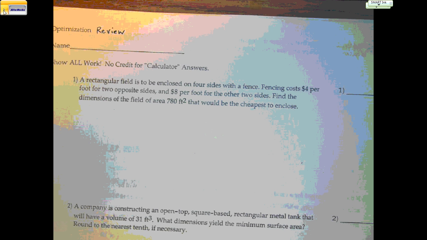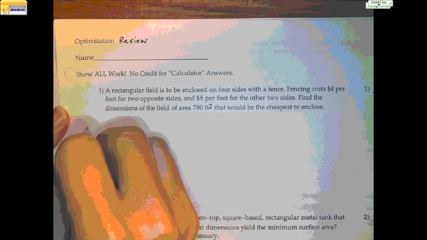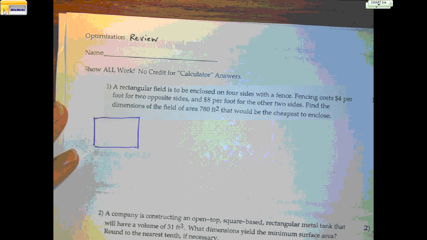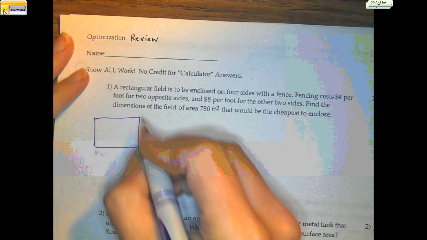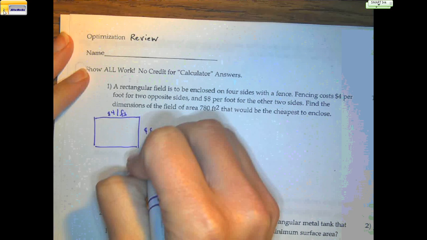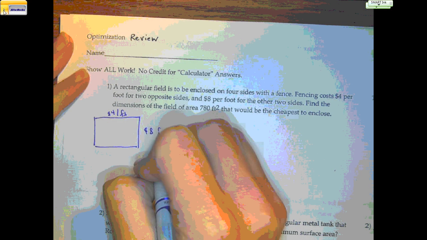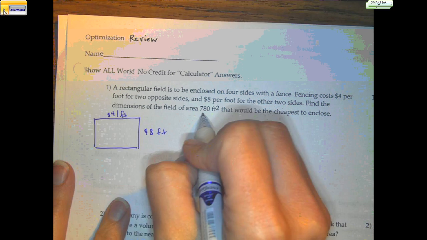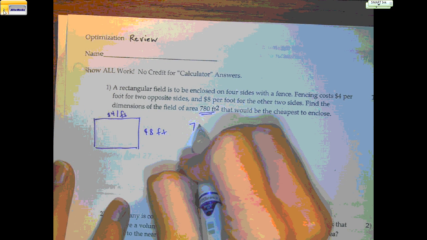A rectangular field is to be enclosed on 4 sides with a fence. Fencing costs $4 a foot for 2 of the opposite sides, and $8 a foot for the other opposite sides. Find the dimensions of the field of area 780 that would be the cheapest to enclose. They tell you the area right here.